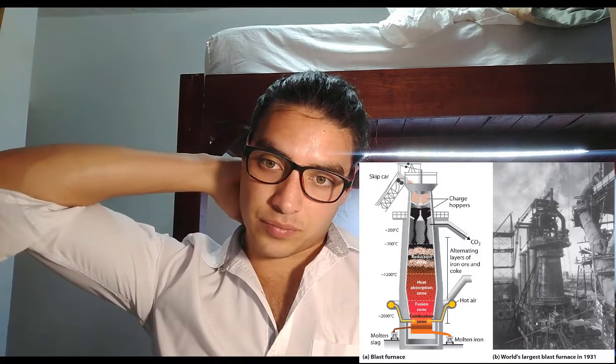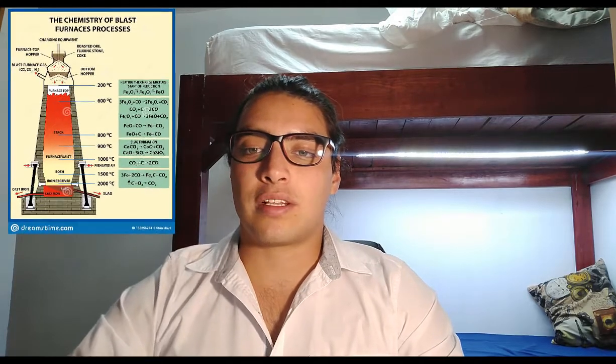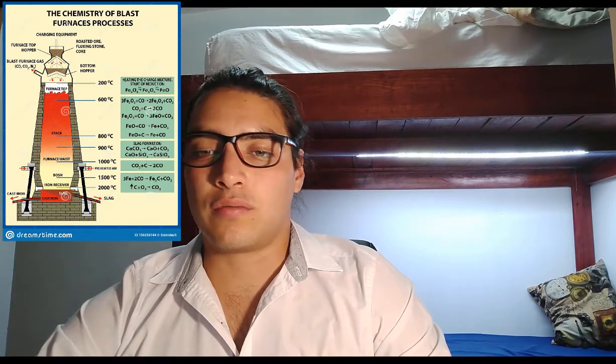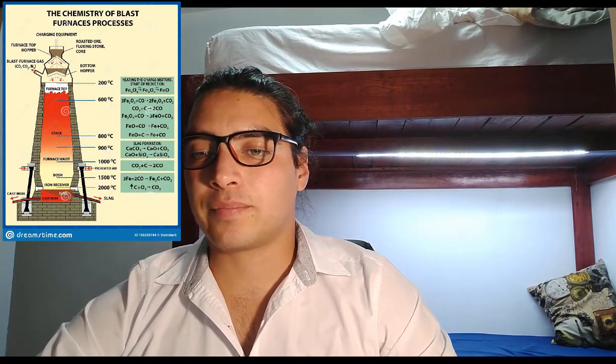The overall reaction for the reduction of iron in a blast furnace is as follows: Fe2O3 plus 3C gives 2Fe plus 3CO. The actual reducing agent is CO, which reduces the Fe2O3 to give Fe and CO2.